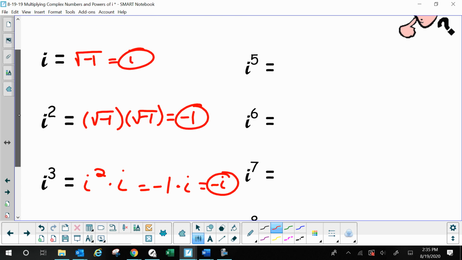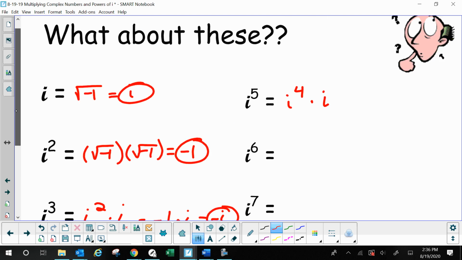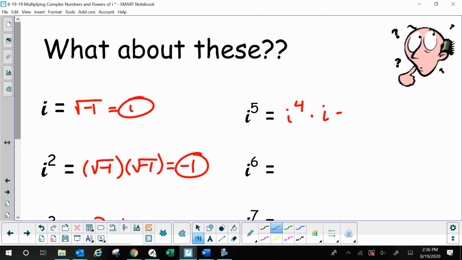So let's test that theory and let's do i to the 5th power. How could you break that up? i to the 4th times i, right? What was i to the 4th? We got 1. So that's going to be 1 times i, which is just i.